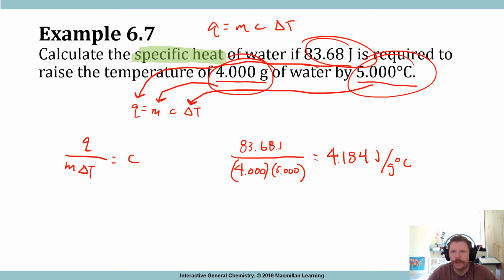C. So if you want to know where to start with specific heat questions, get very comfortable that Q equals MC delta T. If you can do that, then you can do the algebra to manipulate that equation to basically do what you want.